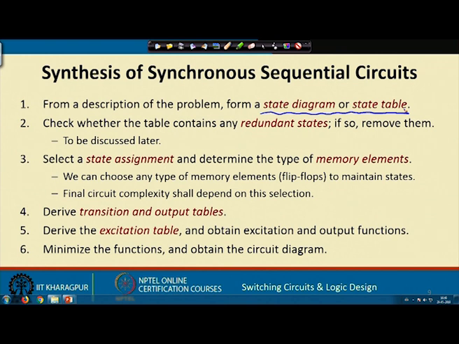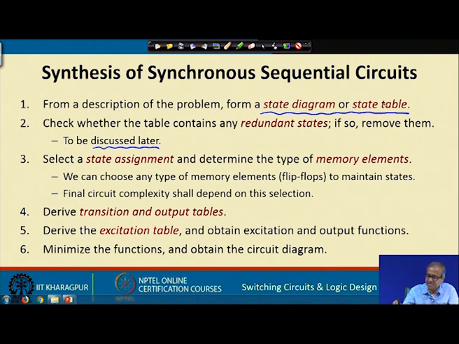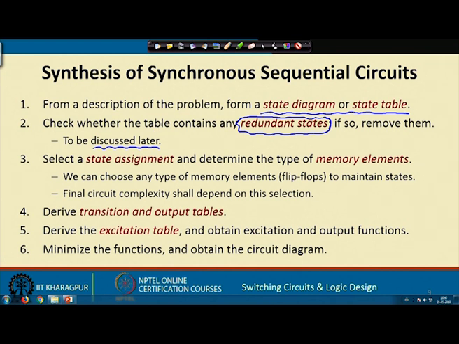Then, the second step we shall not be considering now, this will be discussed later, because this table or the diagram may contain some redundant states. That means, you can remove or reduce the number of states in some way. So, we shall learn later how to reduce a given state table or a state transition diagram, or in other ways to minimize it. So, this is an optional step, we skip this for the time being.